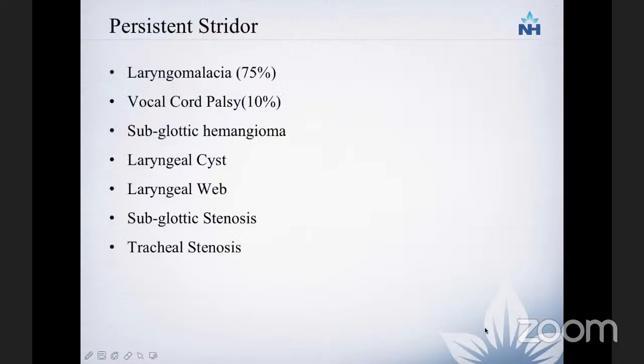But we are talking here about persistent stridor in children. So most common cause, as we all know, is that laryngomalacia is the most common cause of persistent stridor. But all stridors are not laryngomalacia. So other causes of stridor in children which can be persistent are vocal cord palsy, subglottic hemangiomas, laryngeal cyst, laryngeal web, subglottic stenosis, and tracheal stenosis. So further in our talk, we will take all these causes and discuss them. But mainly I will concentrate on laryngomalacia as it is the most common cause of stridor, and we often encounter these cases in our daily practice.